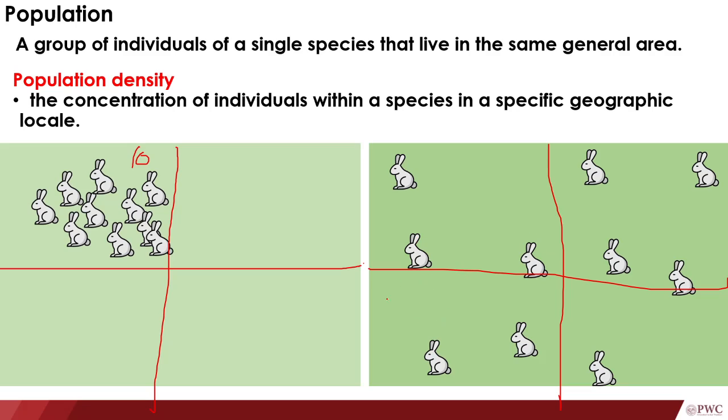In this same-sized area here, we have 1, 2, 3. So we have 3 rabbits in the same area. We can see that this one has a higher level, or this one is more dense compared to this one on the right, because here the individuals are concentrated within a small area. So again, that's the difference of population density.